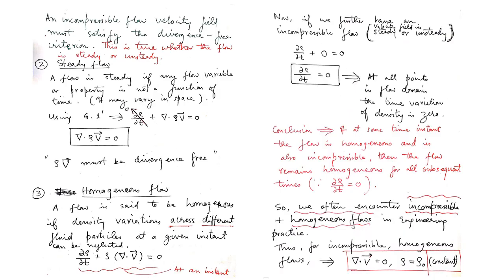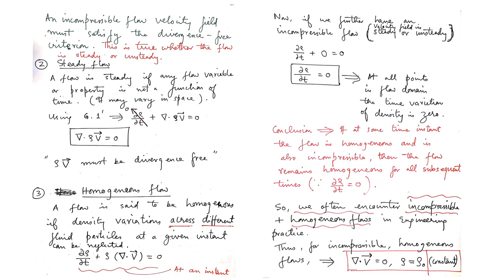Right. So let us now move forwards. This is true whether the flow is steady or unsteady. Remember, इसमें कहीं पर भी steady और unsteadiness की कोई argument नहीं invoke की गई है. So the divergence free velocity criterion for incompressible flow is a general one, whether the flow is steady or unsteady. Now we look at what happens to a steady flow.